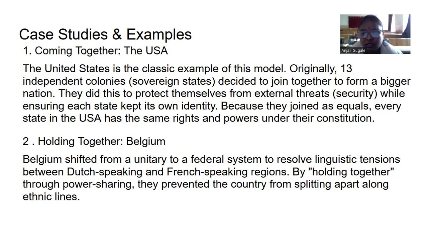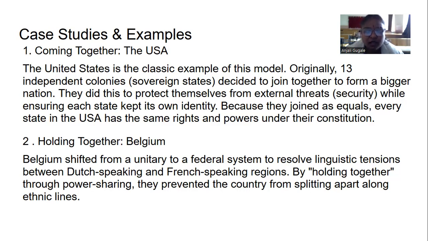Because they joined as equals, every state in the United States has the same rights and powers under their constitution. Presently in America, there are 50 states, and all of them are enjoying equal powers. So their sovereignty is retained and their identity is retained. That is why America is known as a coming together federation.